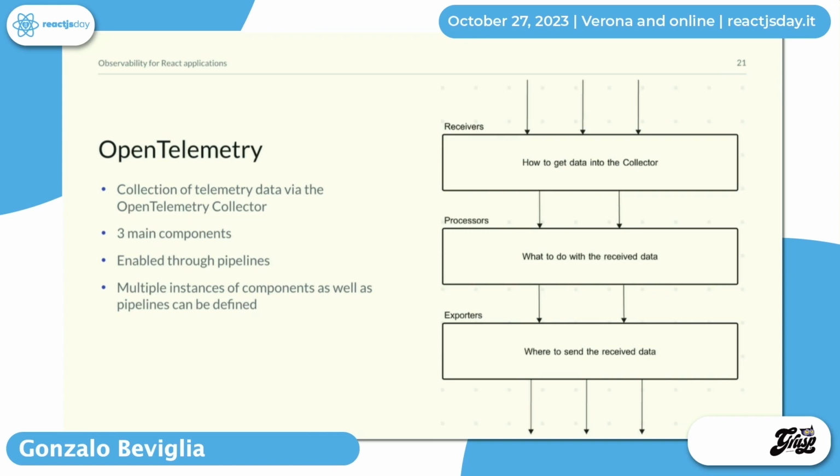So to collect data from multiple sources, OpenTelemetry defines three components. Those components can be mixed and matched to form different pipelines that deal with our data. The receivers define how to get data into our collector. The processors know what to do with the received data, and the exporters define where to send the processed data.